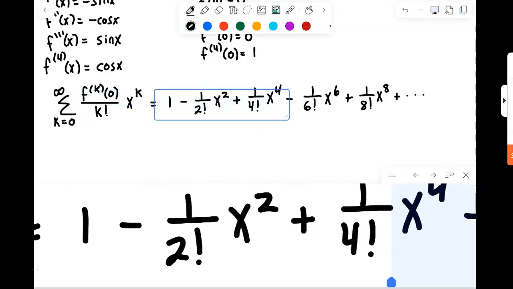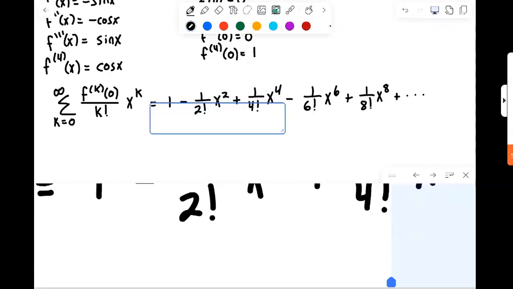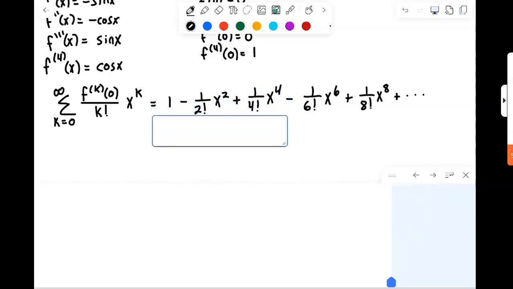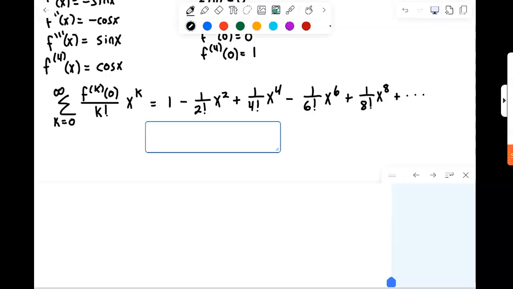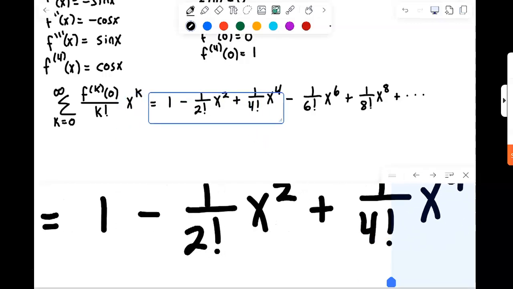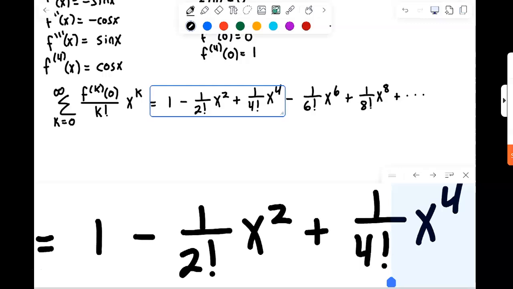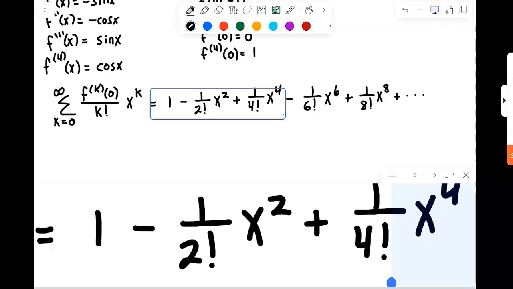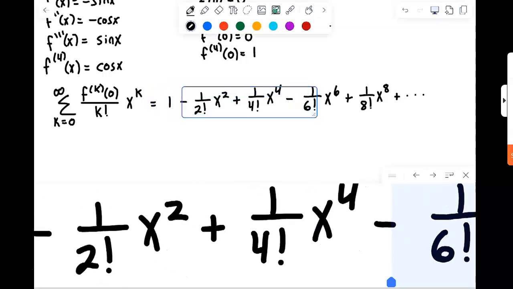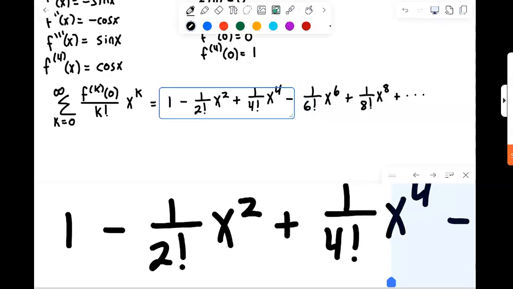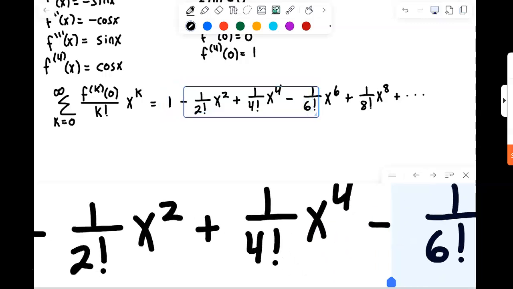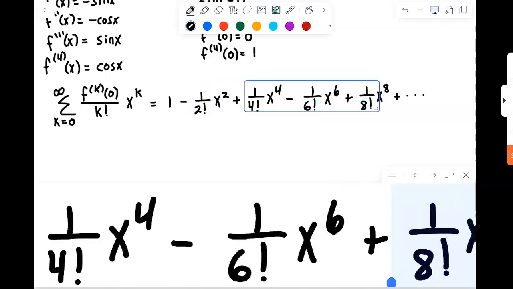It's only going to be an even power, so we're going to have the even terms. Well, we can represent even numbers with an exponent of 2k. So k goes from 0 to infinity. K equals 0 would be 2 times 0, which is 0, so that would be just x to the 0, still just 1. K equals 1, we'd have 2 times 1, which would be 2, and then the exponent would be 2, and so on.